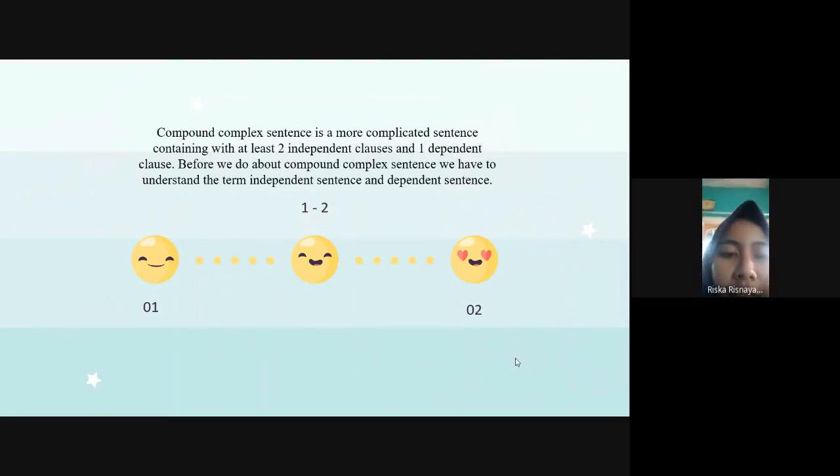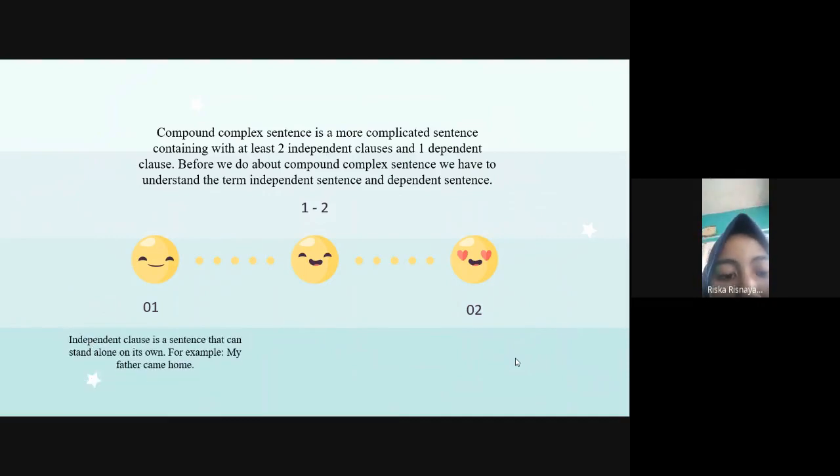So I will explain about compound complex sentence, a more complicated sentence containing at least two independent clauses and one dependent clause. Before we do about compound complex sentence, we have to understand the term independent sentence and dependent sentence. Independent clause is a sentence that can stand alone on its own. For example, my father came home. A dependent clause is a sentence that cannot stand on its own. For example, so we eat together.